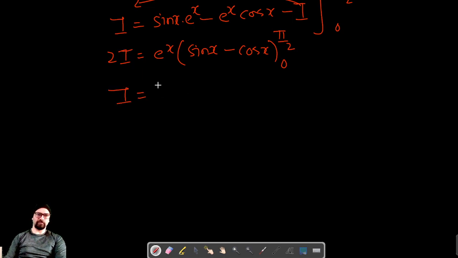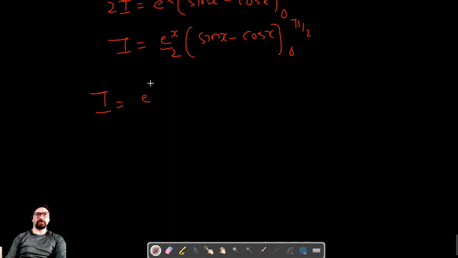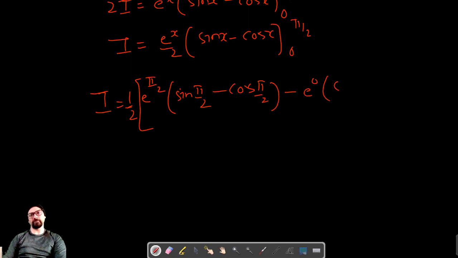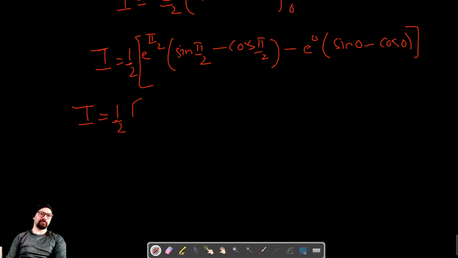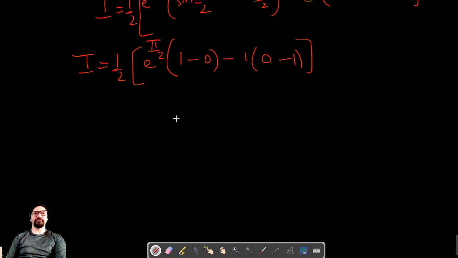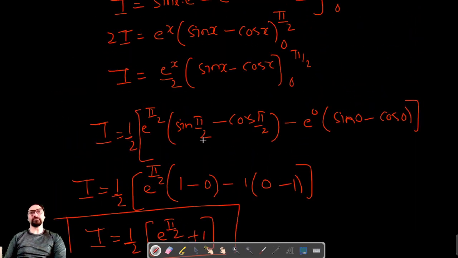And now I is equal to e raised power x by 2 into sine x minus cos x, and let's evaluate it for the limits. So I is equal to e raised power pi by 2. Let's keep half out. This is sine pi by 2 minus cos pi by 2 minus e raised power 0 into sine 0 minus cos 0. Okay, so I is equal to half into e raised power pi by 2. Sine 90 is 1, cos 90 is 0, e raised power 0 is 1, sine 0 is 0, cos 0 is 1, which gives I is equal to half into e raised power pi by 2. This is 1 and this is now plus 1. So this is our answer for part A.